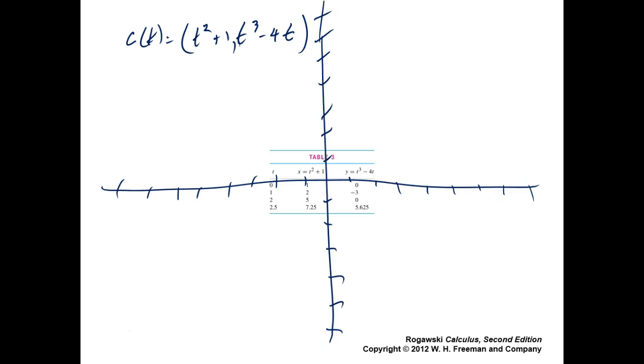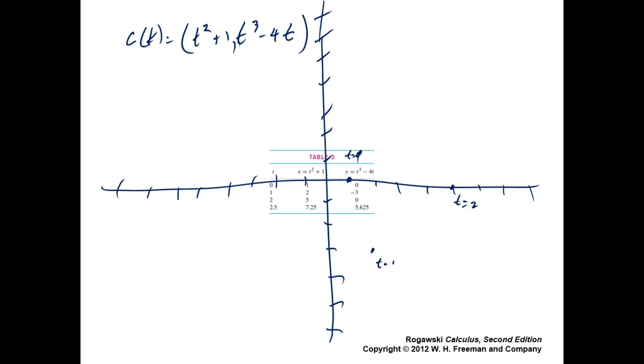So anyway, we had 1, 0. Then the next one was 2, negative 3, wasn't it? And the next one was 5, 0. All right. Give me another t. 3. Okay. This is t equals 0, t equals 1, t equals 2.